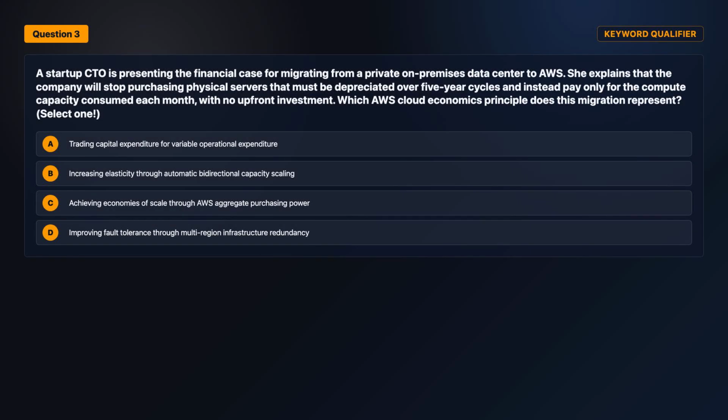Ready? Question 3. Do not answer a different question. A startup CTO is presenting the financial case for migrating from a private on-premises data center to AWS. She explains that the company will stop purchasing physical servers that must be depreciated over 5-year cycles, and instead pay only for the compute capacity consumed each month, with no upfront investment. Which AWS cloud economics principle does this migration represent? Select 1. Review the answer choices on screen.